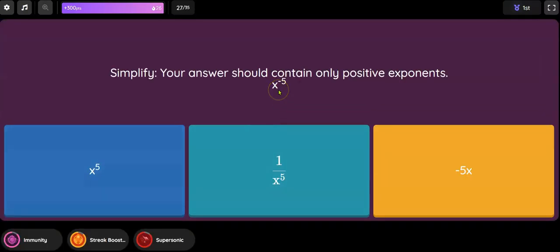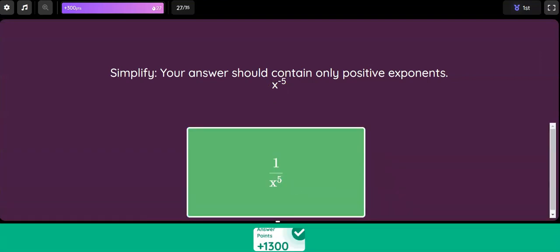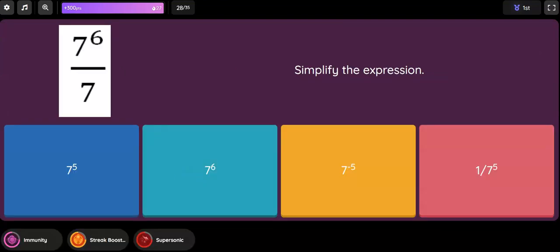Simplify by taking the reciprocal and making the power positive. Keep the base the same and subtract the powers. In this case, this 7 has a power of 1. So if you subtract 6 minus 1, you're going to get 5.